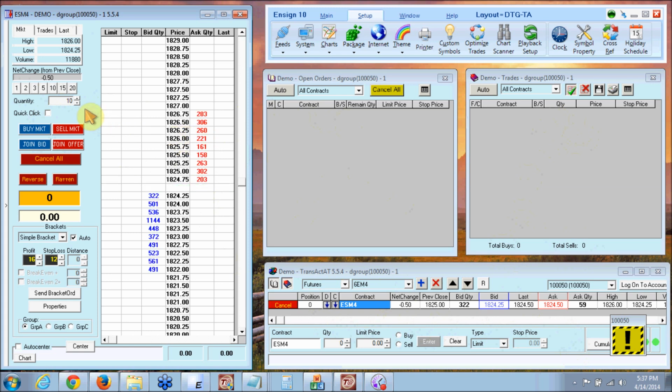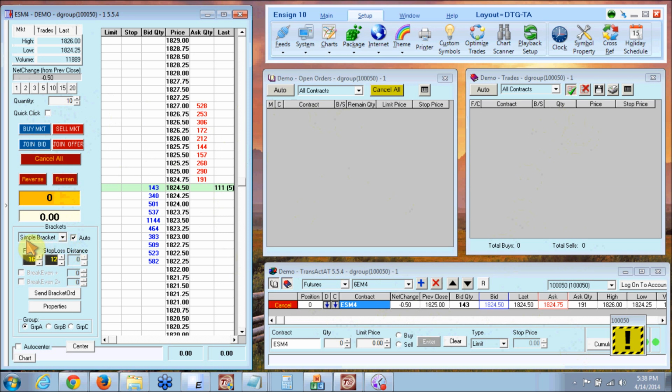So before placing a trade, you want to make sure your quantity is there, and we're going to either use buy market or sell market. The other thing is you always want to have protection on your trades. You never want to initiate a trade and get into a position without having a stop loss price. You want to limit your stops, okay?